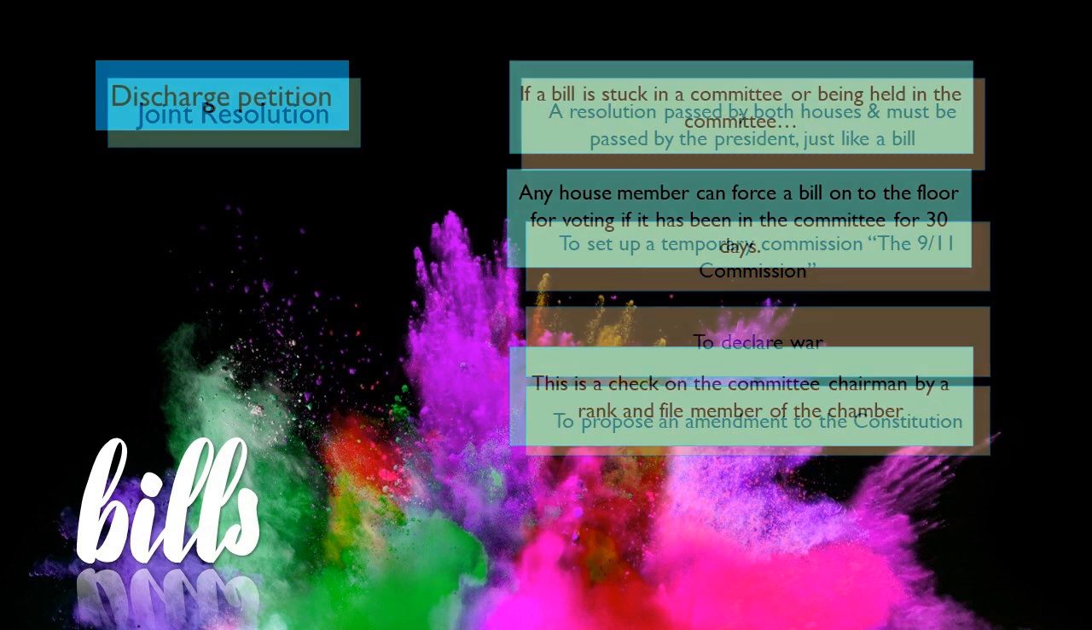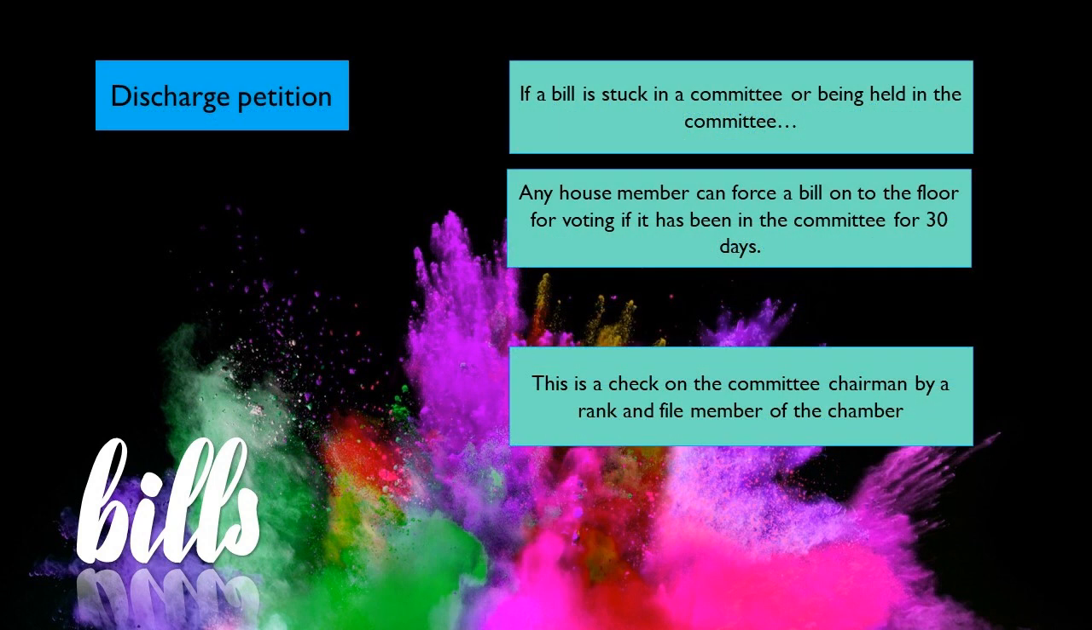All right, here's a term that we are not going to use hardly at all, but this is just a weird thing they throw in the curriculum and does pop up on the AP test. This is called a discharge petition. A discharge petition is a complicated part of lawmaking. So when a bill is in committee and maybe the committee chairman does not want the bill to get out on the floor for voting, the committee chairman refuses to send the bill out, then any House member can force a bill onto the floor to be voted on if it's been stuck in the committee for 30 days.